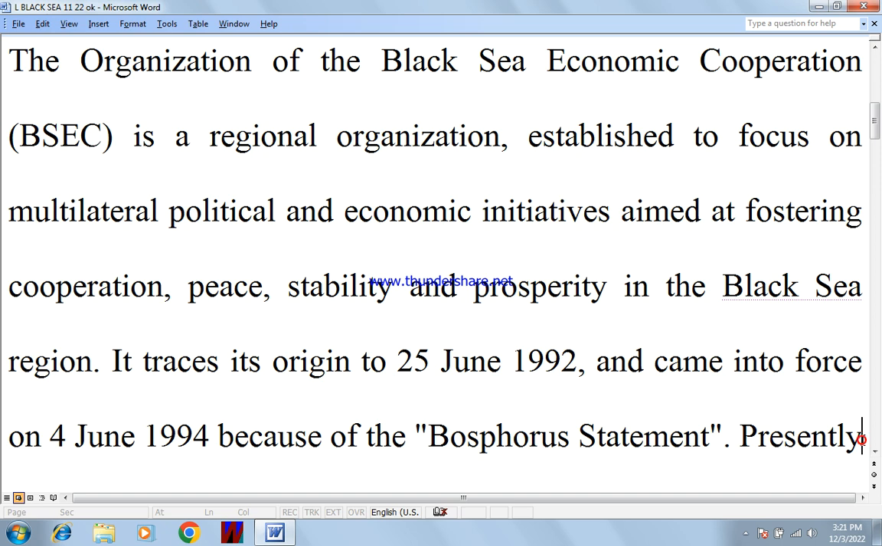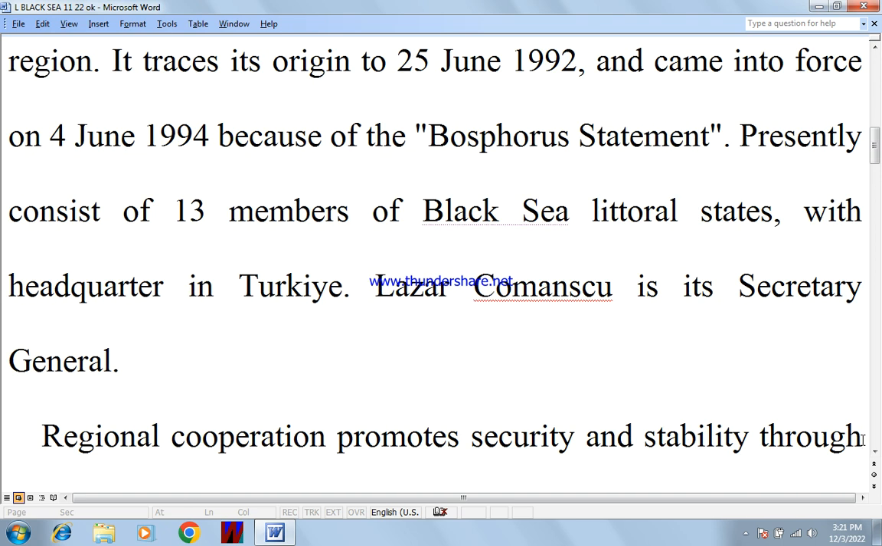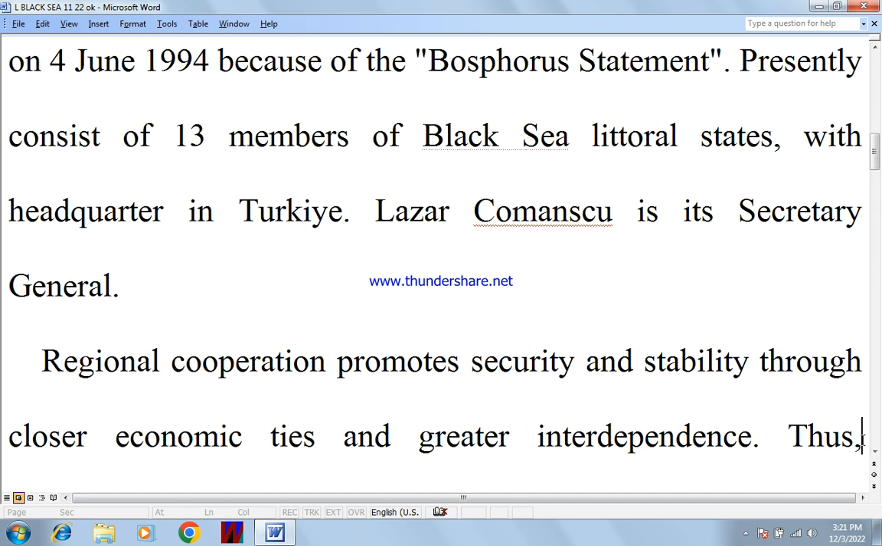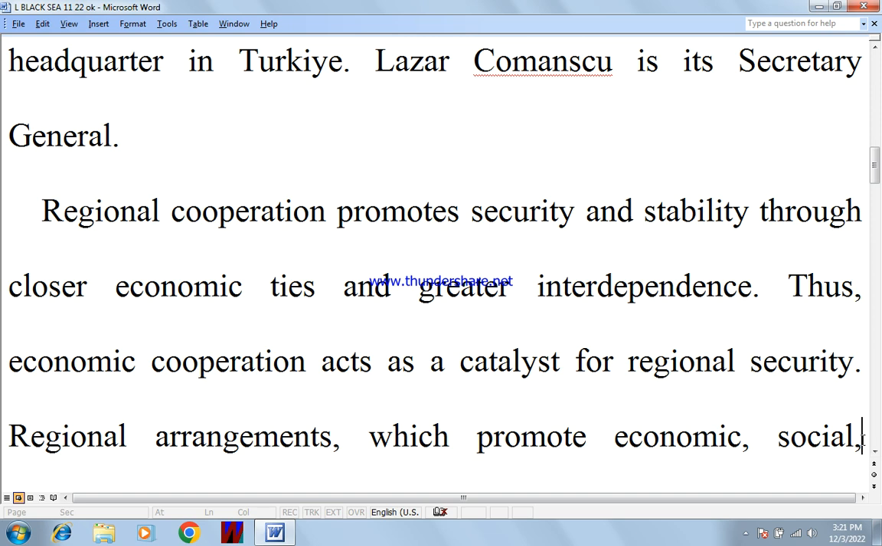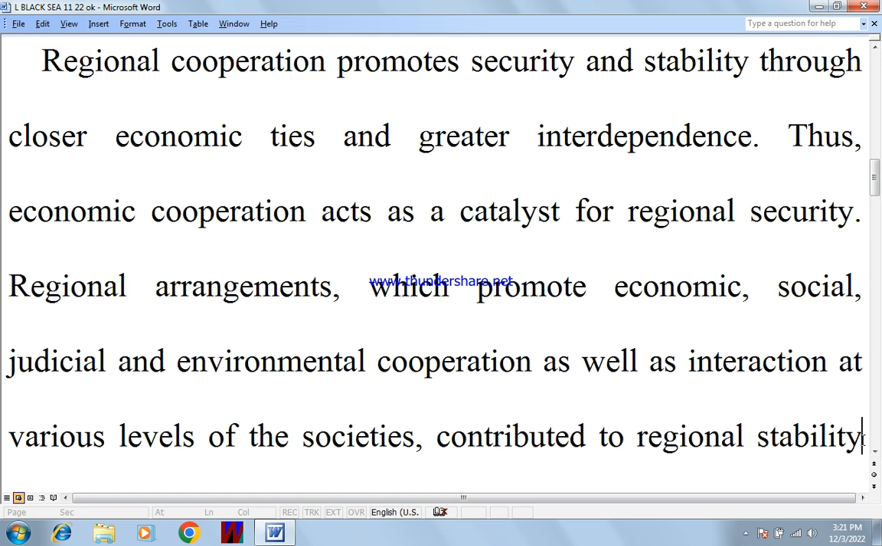Presently, it consists of 13 members of Black Sea littoral states with headquarters in Turkey. Lazar Komansu is its Secretary General. Regional cooperation promotes security and stability through closer economic ties and greater interdependence.